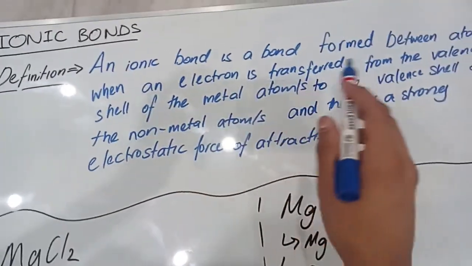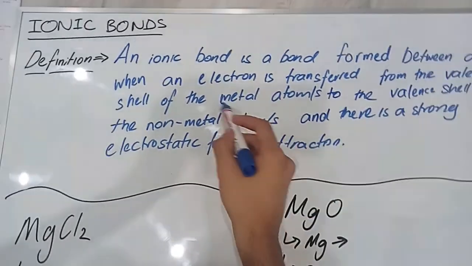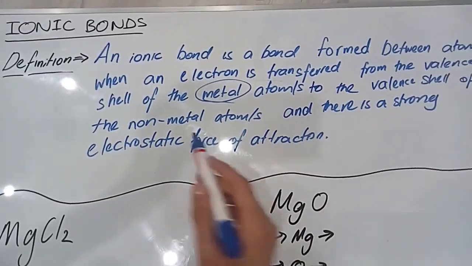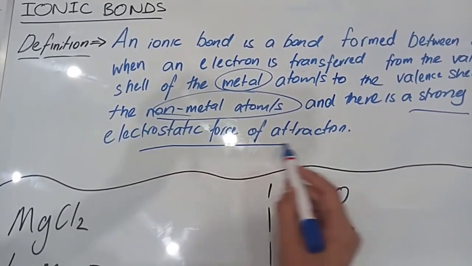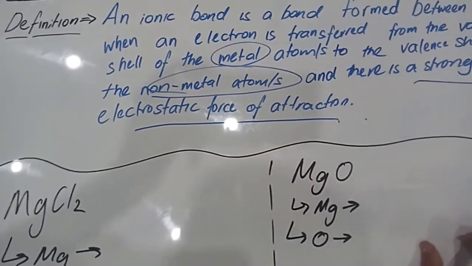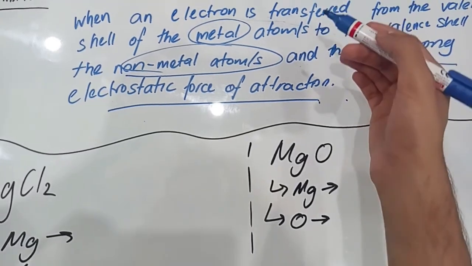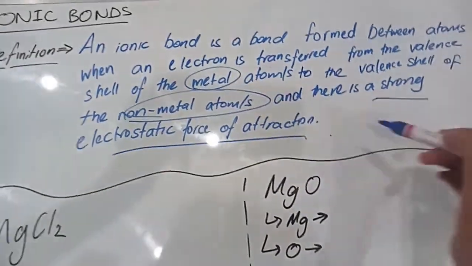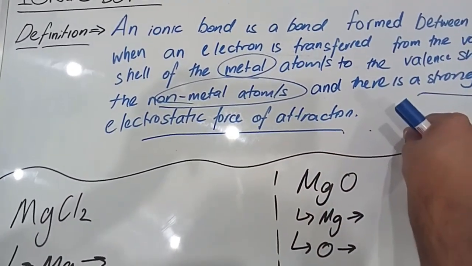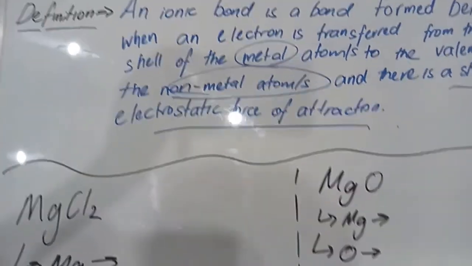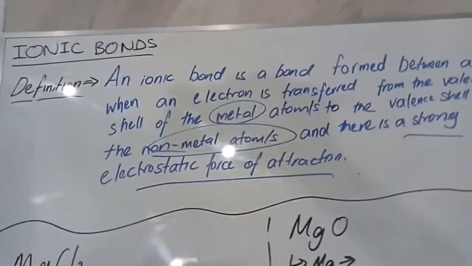An ionic bond is a bond formed between atoms when an electron is transferred from the valence shell of the metal atom to the valence shell of the non-metal atom, and there is a strong electrostatic force of attraction. And this is basically what we've learnt: the metal has a tendency to lose electrons, and therefore it becomes positively charged, and the non-metal has a tendency to gain electrons, and therefore it becomes negatively charged, and then there's a strong electrostatic force of attraction. And when we talk about electrostatic force of attraction, we're talking about the attraction that we have when we brush our hair against a balloon, and then we attach pieces of paper.